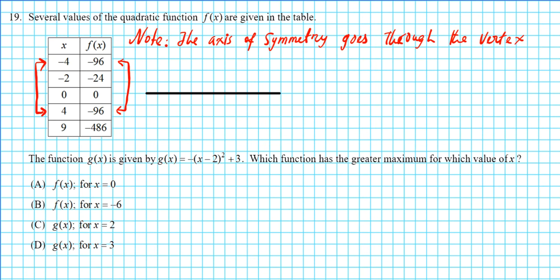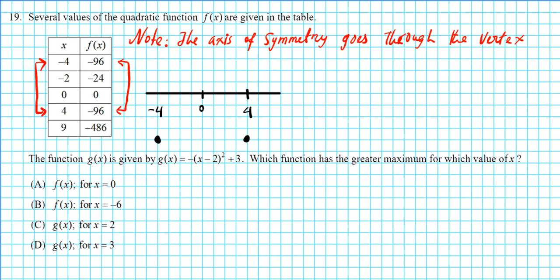So can you see where the axis of symmetry is? We have negative 4 and 4. They have identical outputs. 1, 2, 3, 4. Put 0 right there. And then 1, 2, 3, 4. They have identical outputs. So that means that the axis of symmetry is going to be right down the middle. Okay, so for negative 4, let's say this value right here is negative 96 and this is negative 96. It's not drawn to scale by any means.